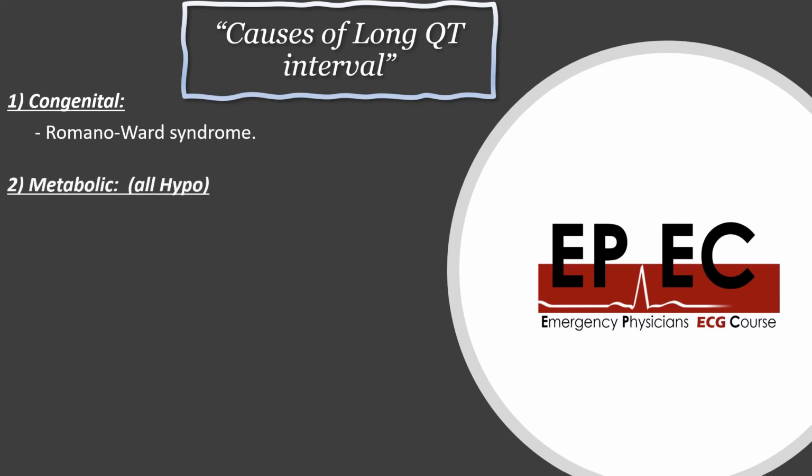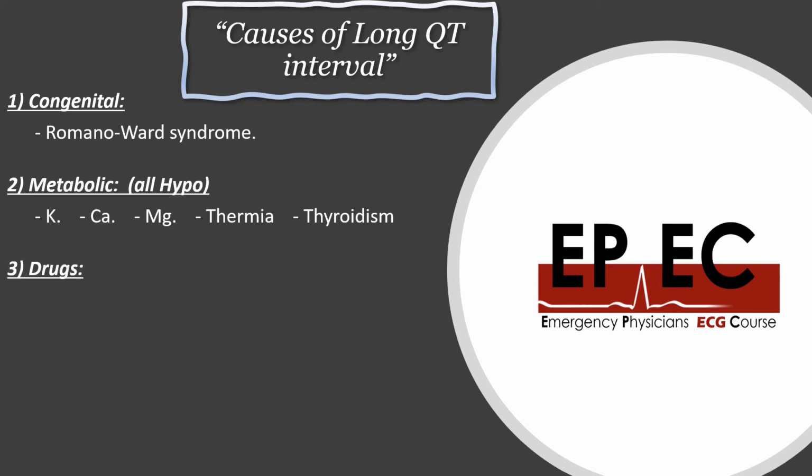Then we're going to talk about the metabolic, and long QT is caused by hypos. So you've got 5 hypos to think about when you're faced with a long QT: hypokalemia, hypocalcemia, hypomagnesemia, hypothermia, and hypothyroidism. Those are your 5 metabolic hypos that will cause long QT syndrome.